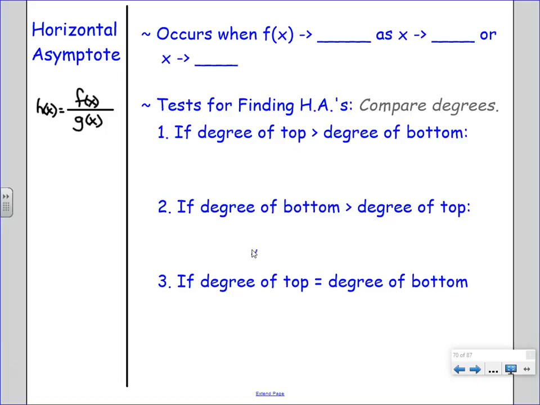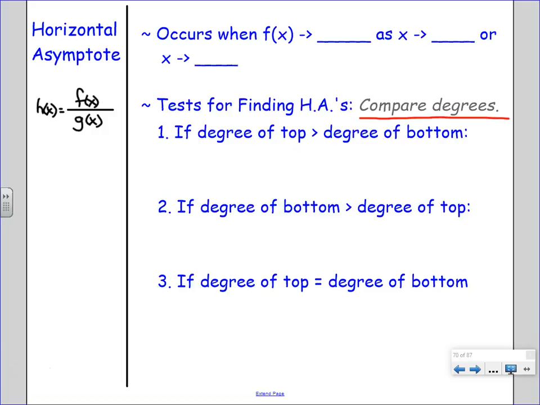Wait, what are we testing? How do they win? That's a huge important question. Compare, what did I say? Degrees. We'll get back to the blanks in just a second. Compare the degrees. We're going to get back to exactly the rules of the contest and which one wins and what that means. But let's start back at the very top.